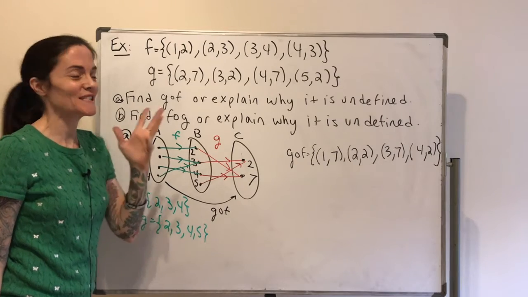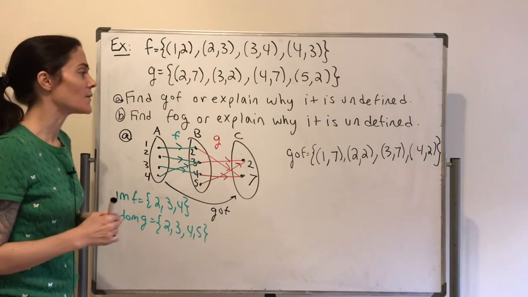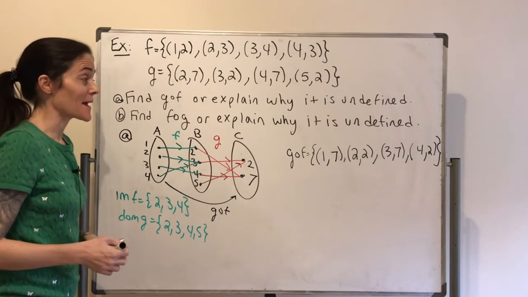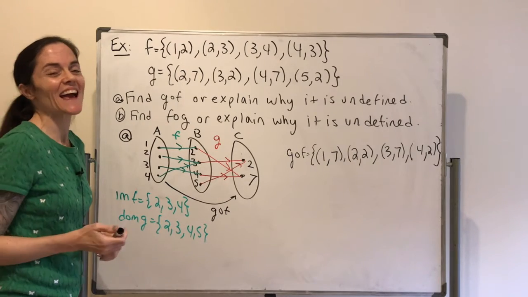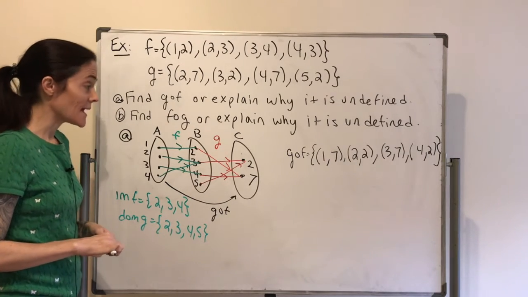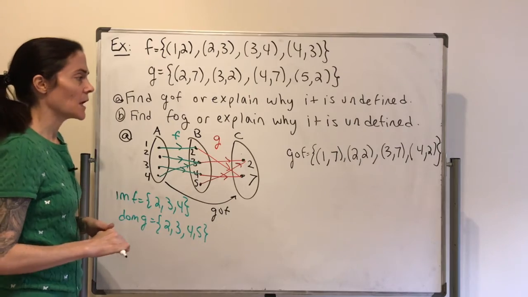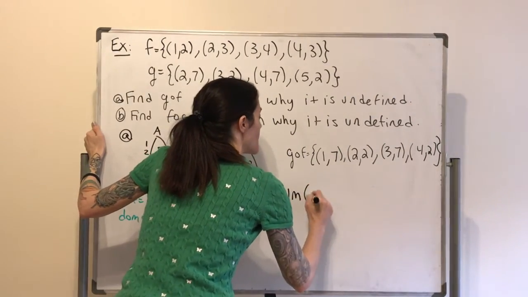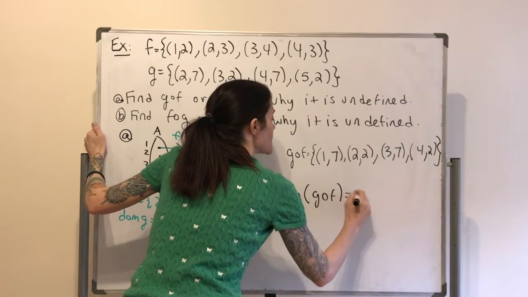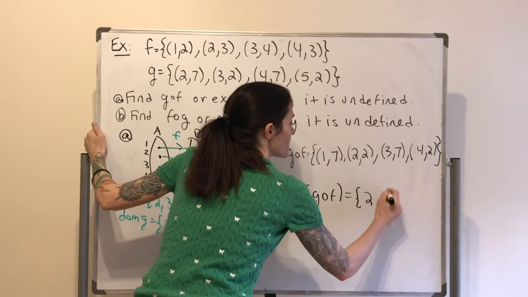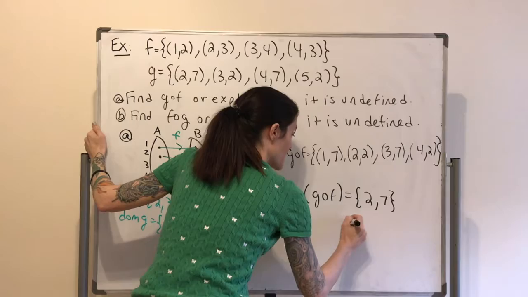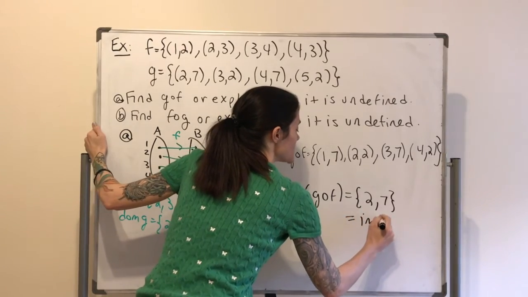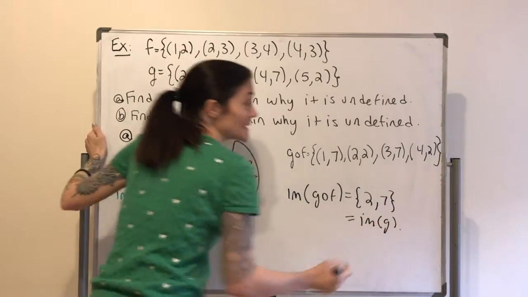Now, a comment on my other note I had when I defined the composition. In this case, you see the image of G compose F is the set 2 and 7, and this is the same as the image of G, but it doesn't need to be.